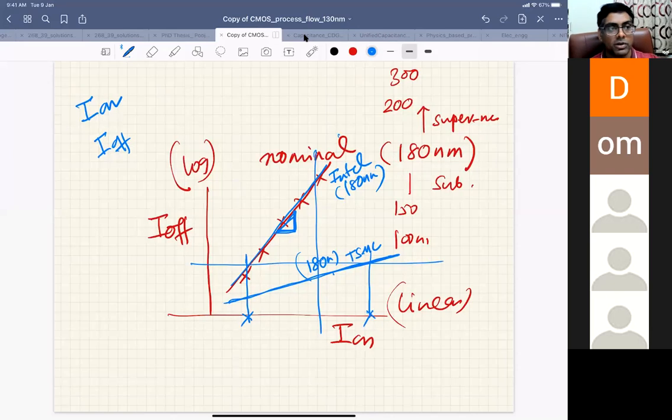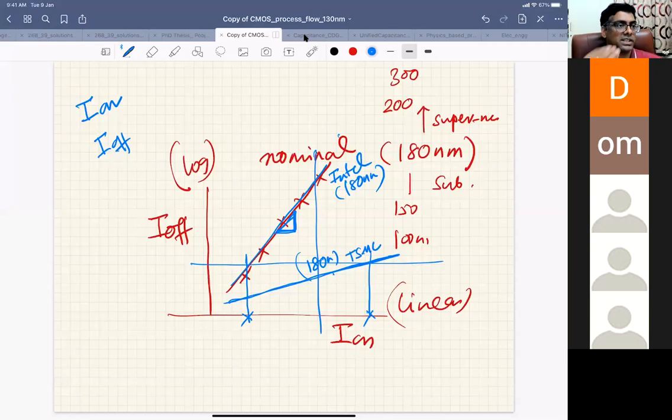Let's say you want to compare TSMC technology with Intel's technology, you just plot the universal curve. You have your PDK with you, and you just simulate the on current and off current, and plot it. Then you can compare different technologies. This is how the different foundries compare their technology with their rivals.